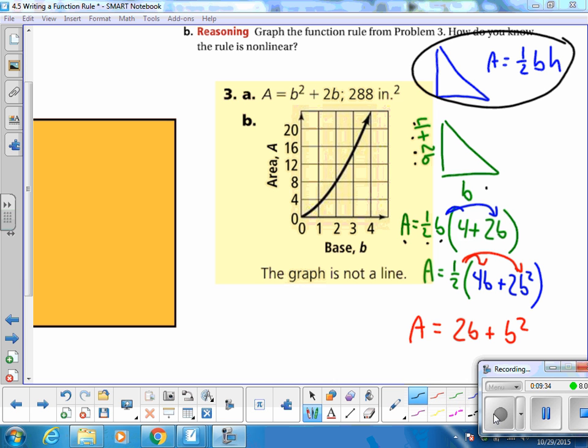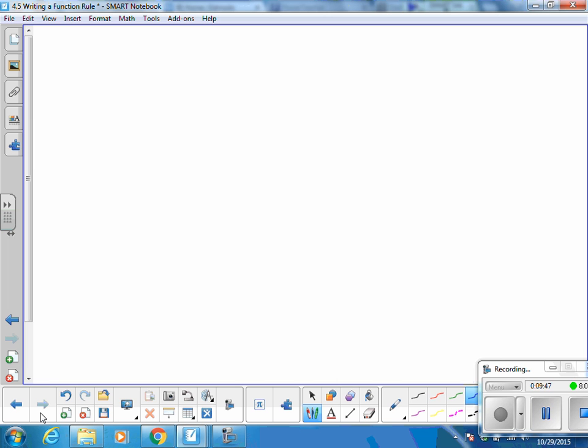Is this situation linear? The graph is not linear. It could show up on a table as not a linear relationship, but it shows on our graph that the line does have a curve to it. All right, thanks so much for trying.